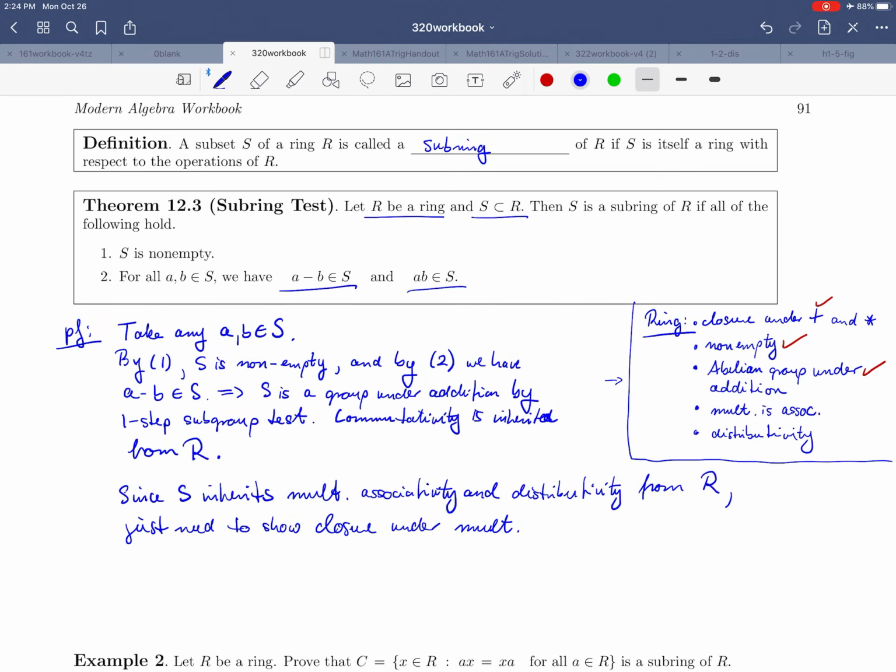But closure under multiplication, that is our condition number 2. So this is given by the second part of part 2 right there. And so we've dealt with multiplication is associative because it's inherited. Distributivity is there because it's inherited. And then we just said that we do have closure under multiplication because that is guaranteed in one of our hypotheses right there. And that's it.